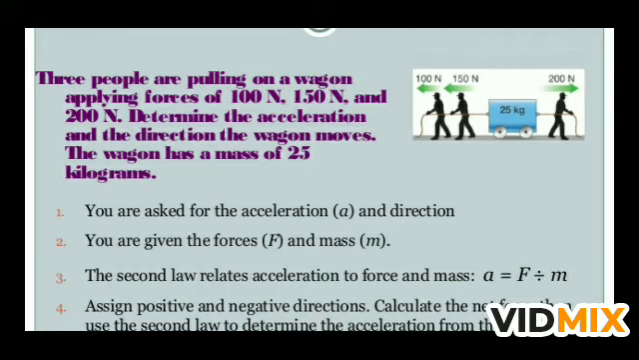So if you simply see this, two persons are pulling on the left hand side, they apply a total force of 250 Newton, and one person on the right hand side is applying a force of 200 Newton only. So the resultant will be on the left hand side of 50 Newton. So the body will move towards the left side with a force of 50 Newton.